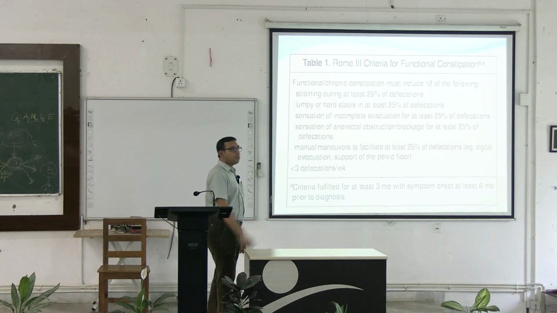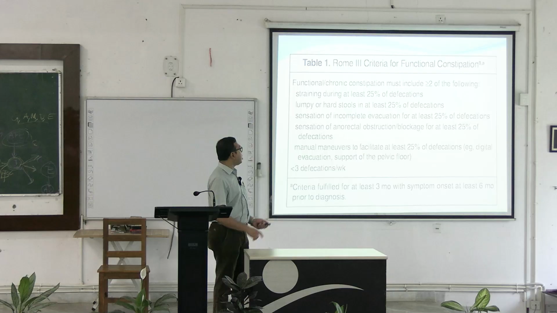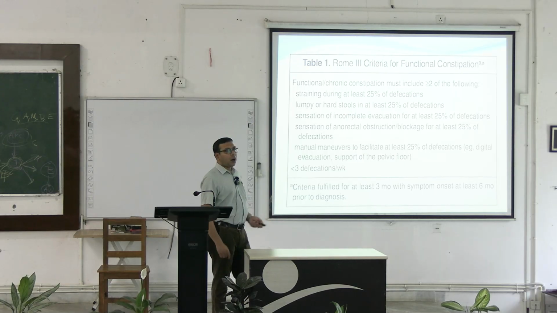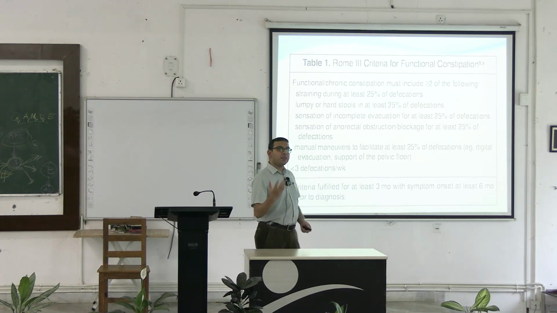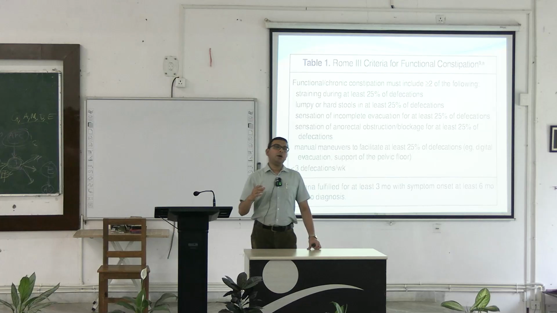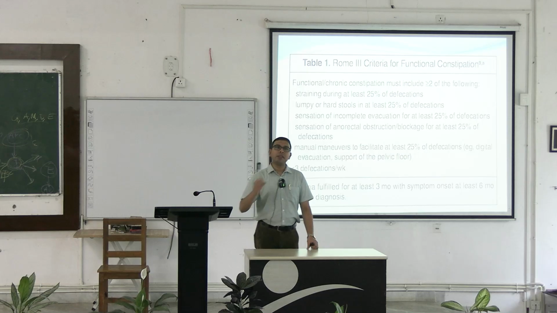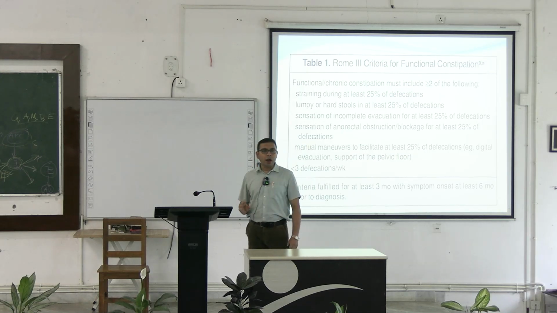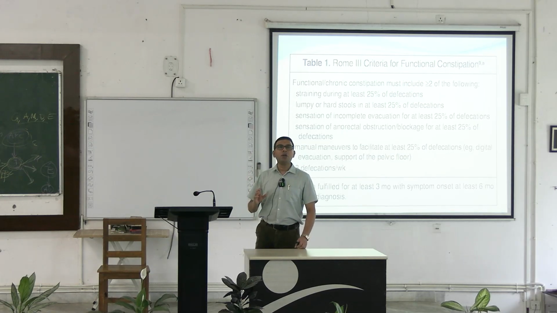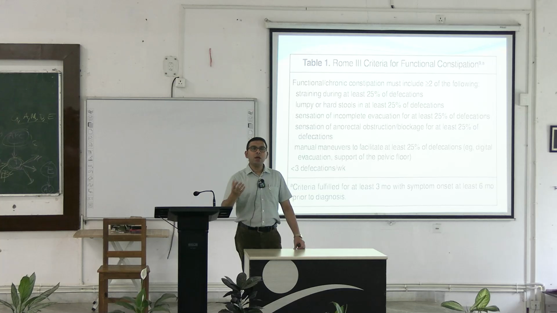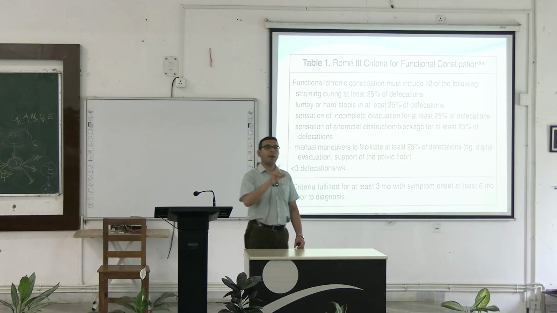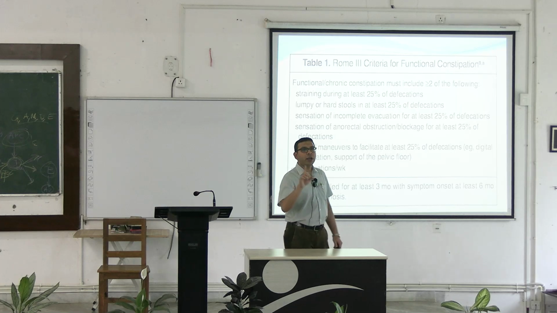So this is the Rome criteria that I am discussing. In short, we can say that if the frequency of defecation is less than 3 per week, associated with other symptoms like straining, presence of hard stools, abdominal discomfort, and incomplete evacuation for approximately 2 to 3 months, then we can say that the patient is suffering from chronic constipation.